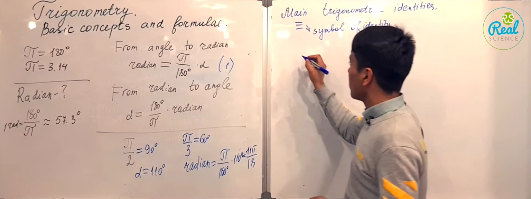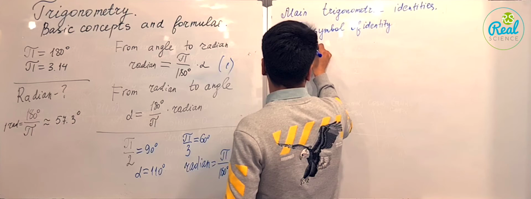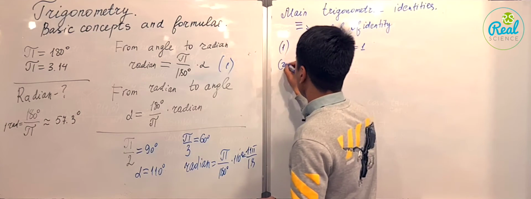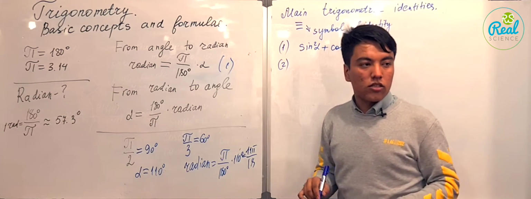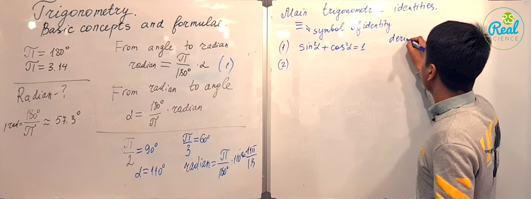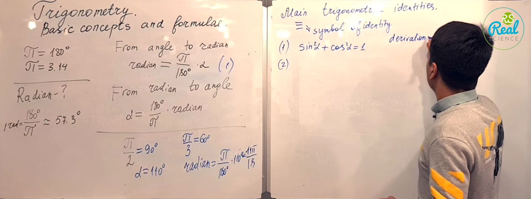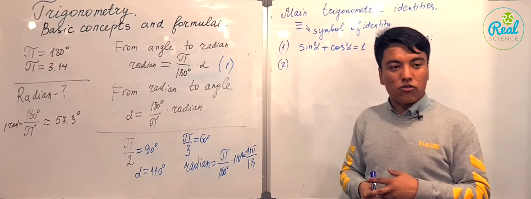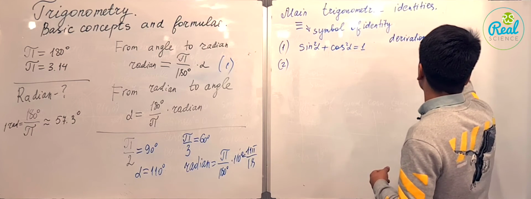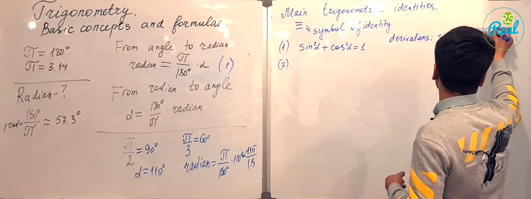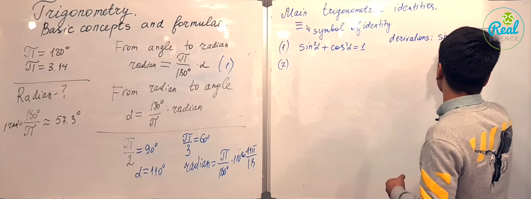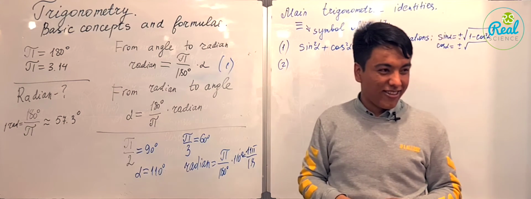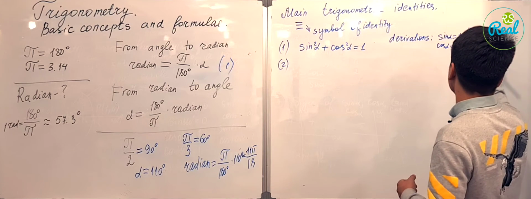So let's start. First one. I guess you know this one: sine square alpha plus cosine square alpha equals 1. You know this. And you may do some kind of derivations. What is derivation? Changing the subject, creating a new formula by changing the places. Finding sine alpha equals plus or minus the square root of 1 minus cosine square alpha.